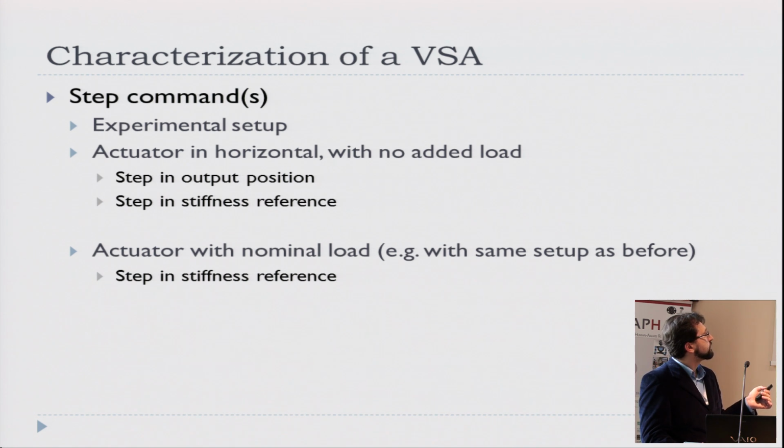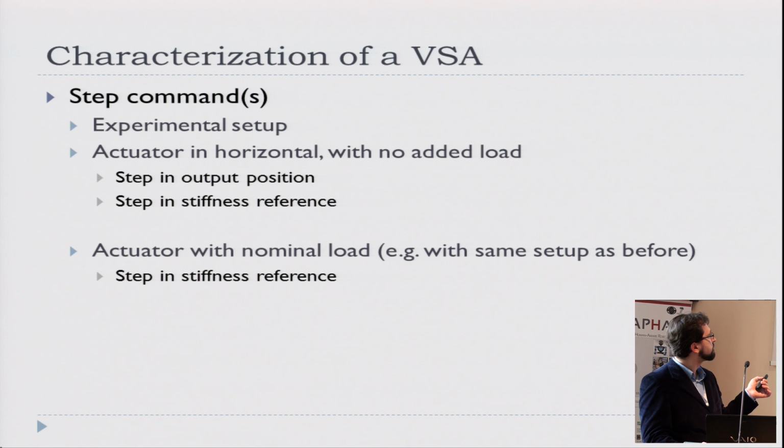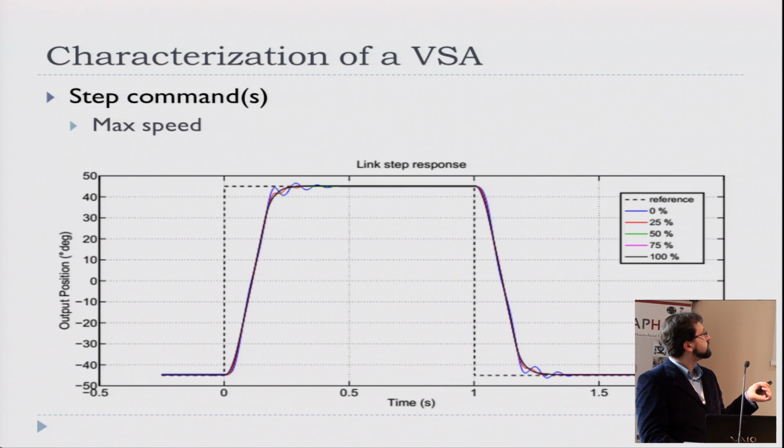And then another thing that you do in this configuration is you give it a step from minimum to maximum in stiffness. You do it from minimum to maximum and from maximum to minimum, and you get the time needed to adjust the stiffness. And then you put it another time in vertical configuration, you put a nominal load on it, and you repeat the experiment for the stiffness. So with this experiment, you extract the maximum and minimum stiffness changing time with the nominal load.